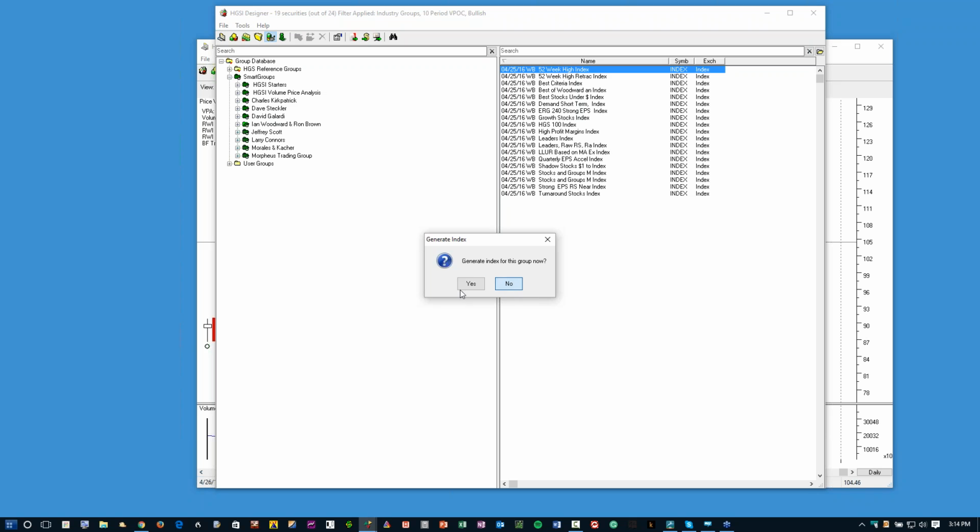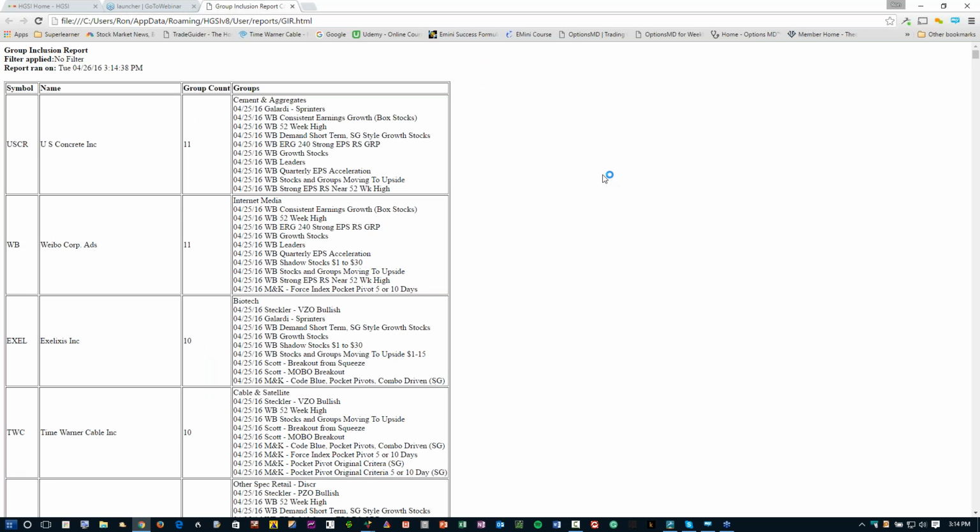What this does, I don't need to generate the list. I can if I want to. HGSI generates indexes of all stocks that are in a group, and this would be the index of these 50 stocks. Now, based upon this top 50 as of Friday, you can see that the industry group is up here. All of the smart groups that this stock appears in, USCR, on Friday, there are 11 of them listed over here. So I can immediately see the stocks and the groups, where they're appearing and how many times they appear.